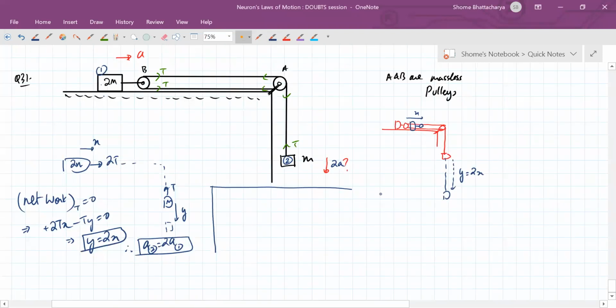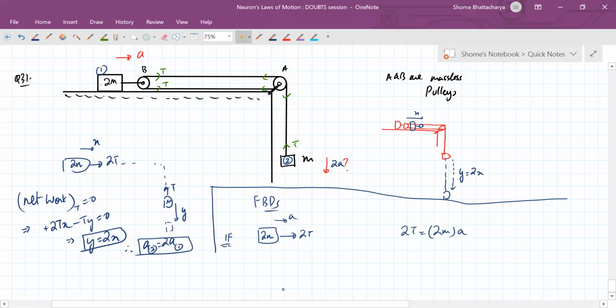So next thing, you just make the free body diagrams. For the 2M block in inertial frame, there's only one horizontal force acting, 2T, which is giving it an acceleration A. So you have 2T equal to mass into acceleration, which is A.